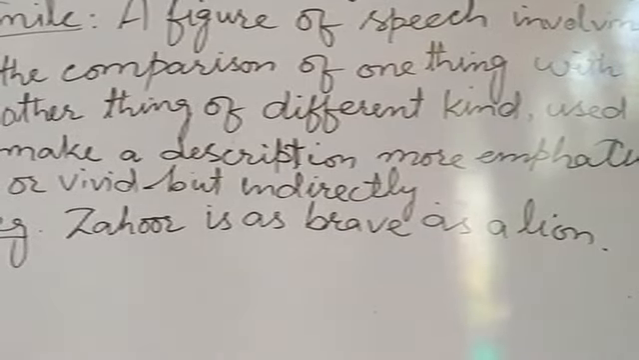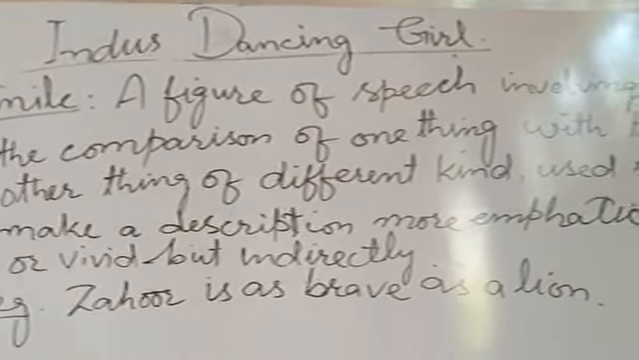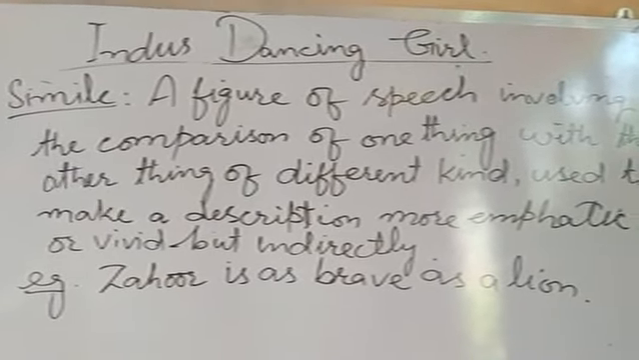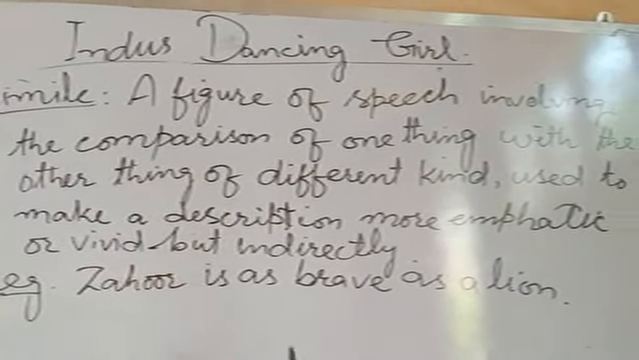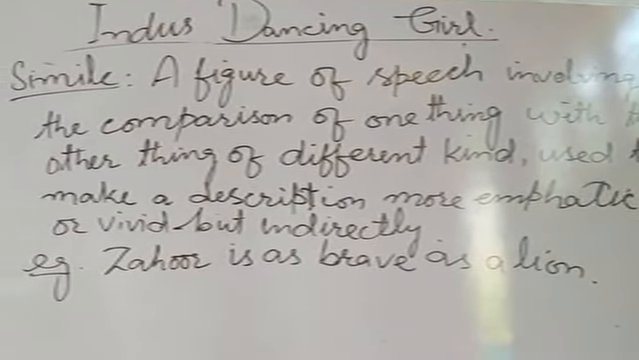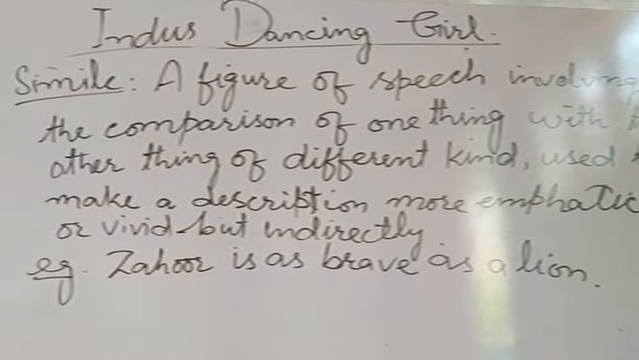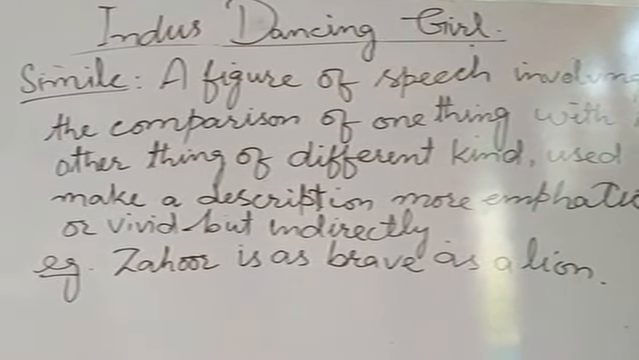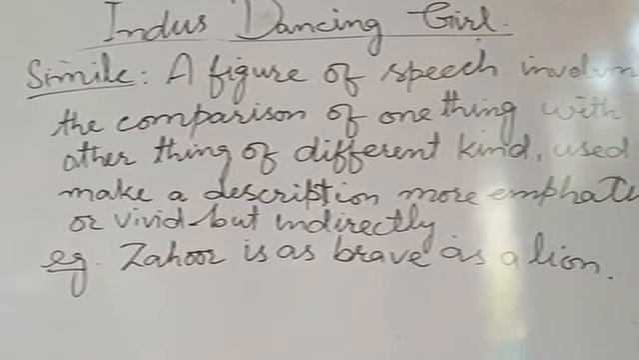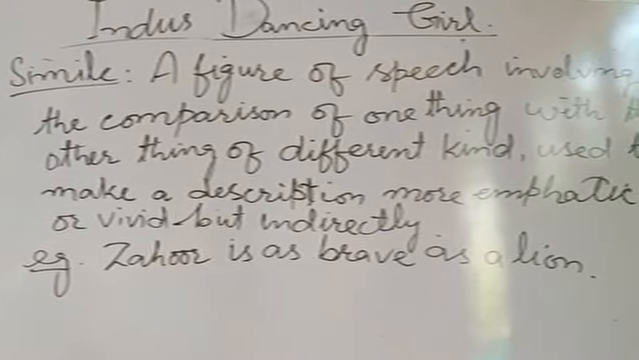Similarly, a figure of speech involving the comparison of one thing with another thing of a different kind, used to make a description more emphatic or vivid, but indirectly. Or we can say it is a poetic device used by poets to compare two unidentical things having the same qualities, but we use an indirect method in this.